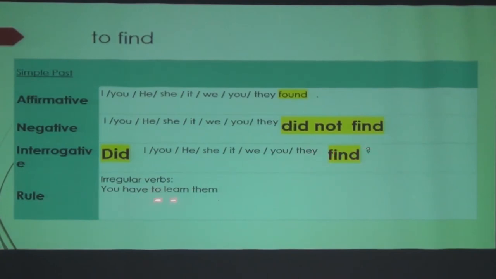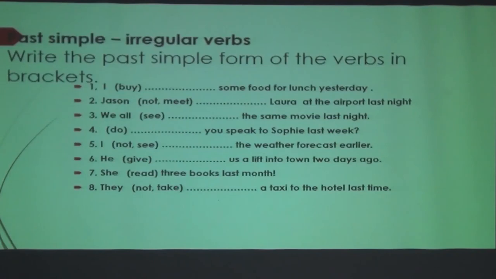Okay? And the rule is what? We have to learn them by heart. So basically, regular verbs and irregular verbs, in terms of the form, are the same except for the affirmative, because each verb has its own way of being conjugated in the simple past. For regular verbs, we just add ed, but for irregular verbs, I should know the list.